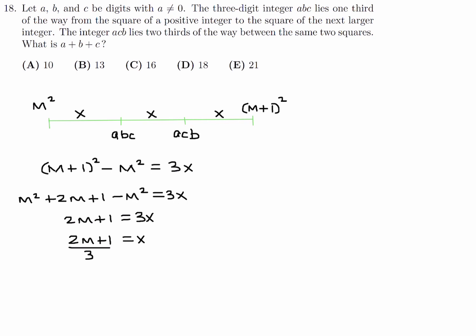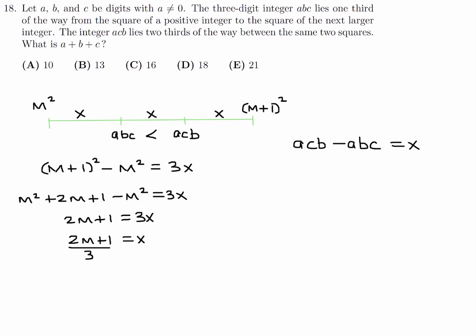Now we turn our attention to the fact that this minus this is x. They are x apart, right? And this number is obviously greater than that number because it's closer to the bigger number. So it's kind of like that. So over here I will write ACB minus ABC is equal to x.